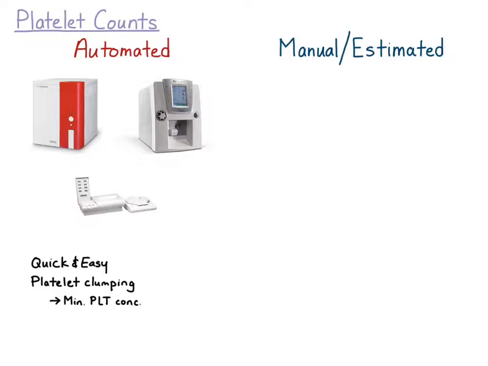So how do you actually know if there is platelet clumping within your sample? Well, you can look at a blood smear. So the manual or estimated platelet count is derived from a stained blood smear. In clinics, you'll most commonly use DiffQuick. And we perform the manual or estimated platelet count for 3 reasons. First, we do this to confirm a low automated count.